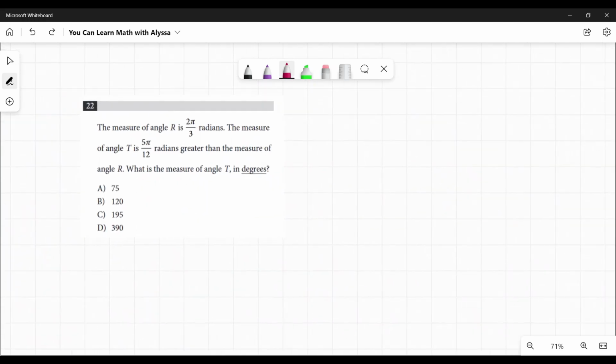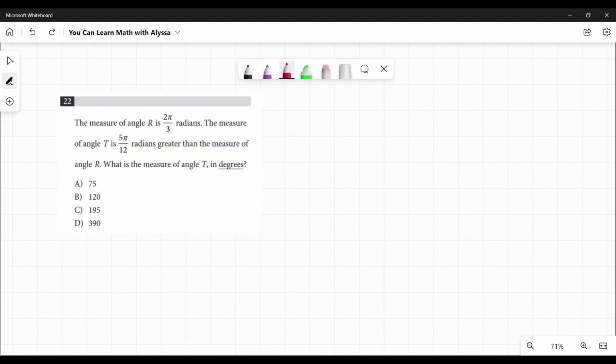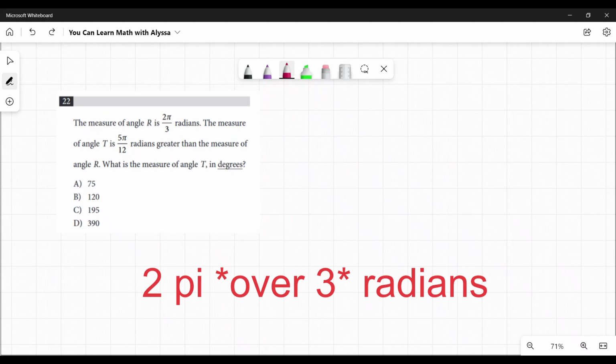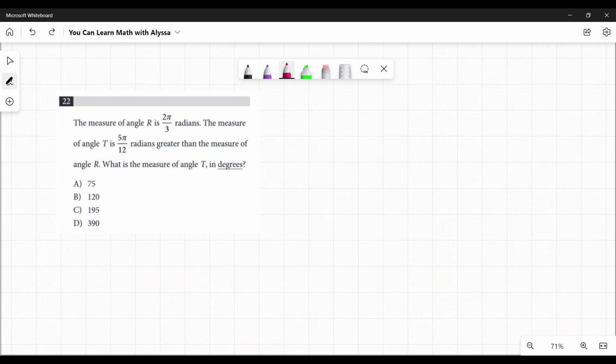On to 22. The measure of angle R is 2 pi over 3 radians. The measure of angle T is 5 pi over 12 radians greater than the measure of angle R. What is the measure of angle T in degrees? 2 things they're testing you here, your ability to add fractions and to know how to convert radians to degrees.